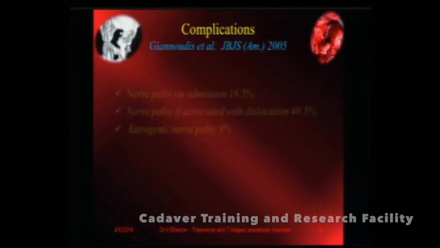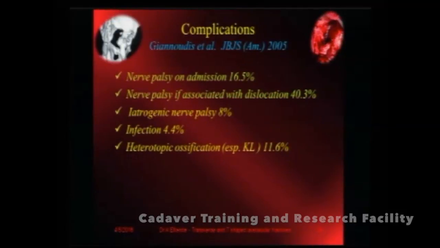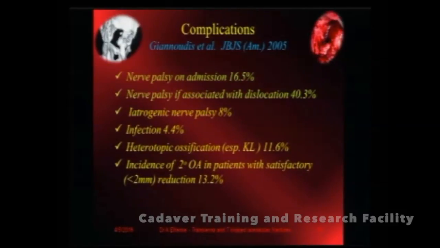So the complications, you may have a nerve palsy on admission in about 17 to 20% of these patients. Nerve palsies are often associated with dislocations. Iatrogenically, we might gift the patient a nerve palsy in almost 8 to 10% of the patients. Infections can occur in about 3 to 5%. Heterotopic new bone is especially seen in posterior approaches. So it's good practice to give indomethacin 25 milligram TDS for 3 weeks. And the incidence of secondary OA in patients with satisfactory reduction is almost to the tune of 13 to 15%.